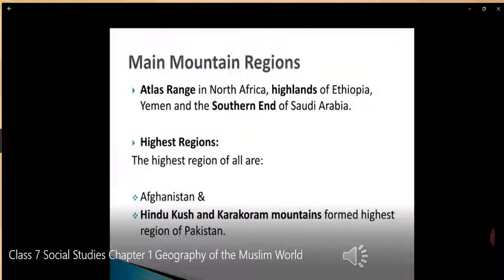Here we are going to discuss the physical features in the Muslim world. Let's start with the first physical feature, the mountains. Here we are going to discuss the main mountain regions: the Atlas range in North Africa, the highlands of Ethiopia, Yemen, and the southern end of Saudi Arabia. These form the main mountain regions.